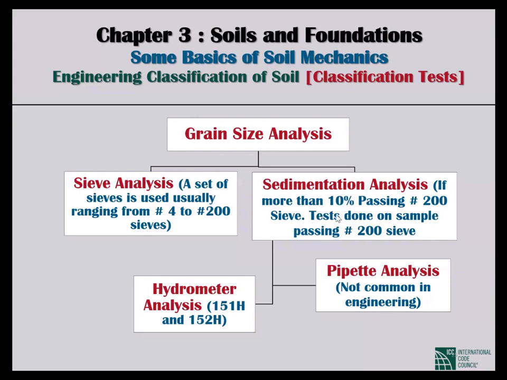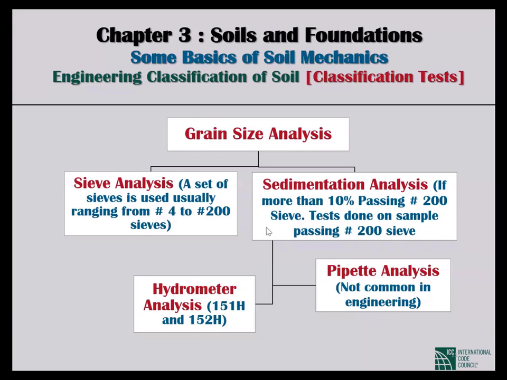Whenever we have more than 10% of the material finer than the 200 sieve, that means if you take 100 grams of soil and more than 10% of the soil is smaller than 0.075 millimeter, then we have to go for sedimentation analysis. Because by using the sieve, we cannot analyze this, because the opening is already so small. This is the 200 by 200 sieve. It is so fine, because in a square inch there are 200 by 200 such openings. That is something like the width of our hair. If we make the sieve further fine, it would be clogged.